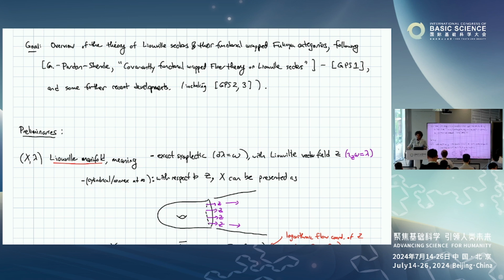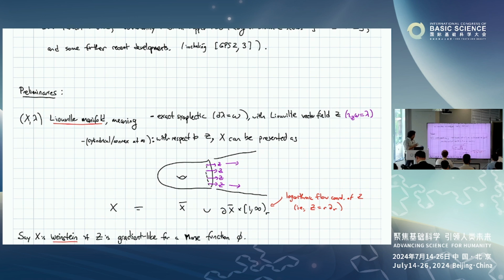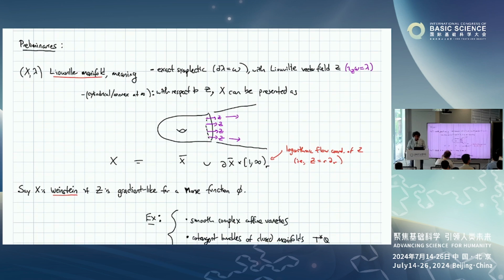It can be phrased as saying if you take the Liouville vector field, that's the vector field that's symplectic dual to the 1 form, which is the primitive of the symplectic form, then that Liouville vector field presents your Liouville manifold as some compact piece, union a cone over the boundary of that compact piece, where Z is outward pointing along the boundary of the compact piece and generates a complete flow out to infinity. We focus on a special subclass of Liouville manifolds called Weinstein manifolds.